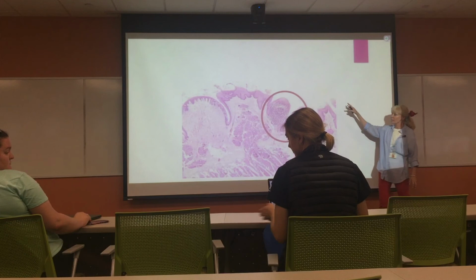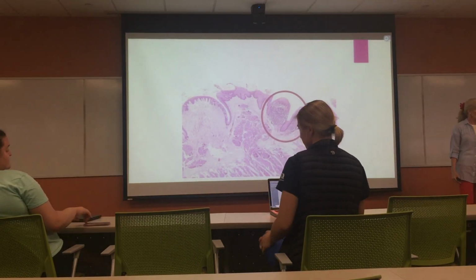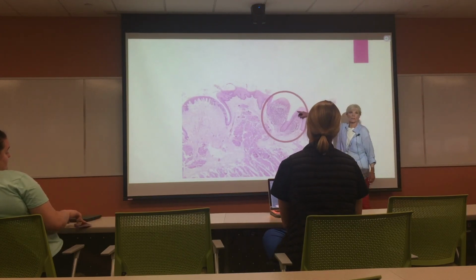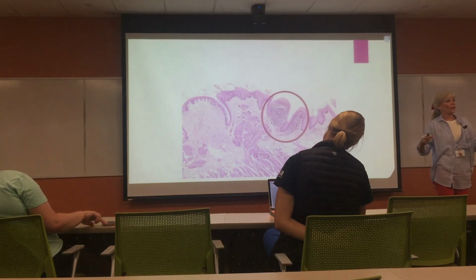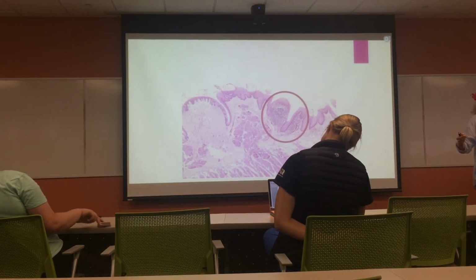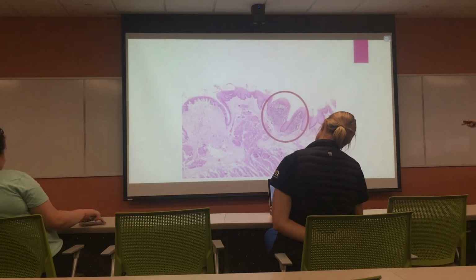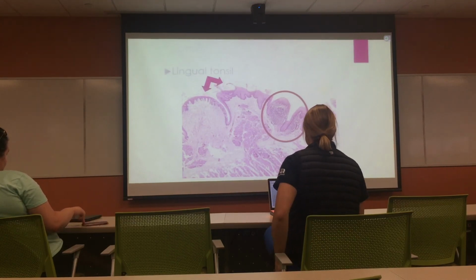So you can see this is obviously specialized epithelium. It's stratified squamous, obviously, but it also has little filiform papillae there. So we're in the tongue, we're obviously not in the palatine tonsil, we're in the lingual tonsil. Hence, the answer is lingual tonsil.